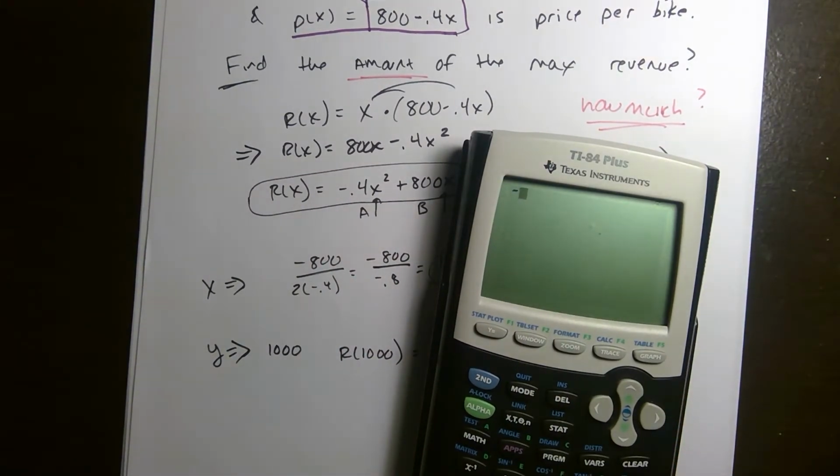Okay, so I'm going to type a negative 0.4, and then I'm going to put parenthesis, the number 1,000, close parenthesis, the square button, and then I'll type plus 800, parenthesis, 1,000, close parenthesis, I'll hit enter. And this is the number 400,000.